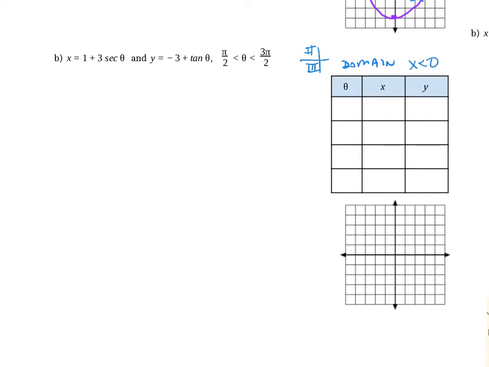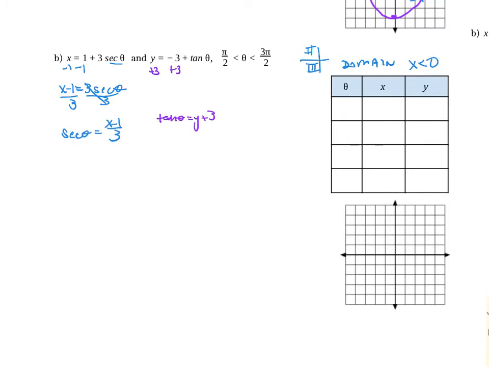Let's go ahead and solve here. Let's isolate secant of theta. Subtract 1 from both sides, so x minus 1 equals 3 secant of theta. Then let's divide by 3. I'm going to rewrite it: secant of theta equals (x minus 1) over 3. Doing the same thing for tangent, we find that tangent of theta equals y plus 3.